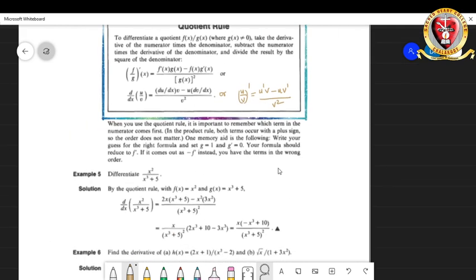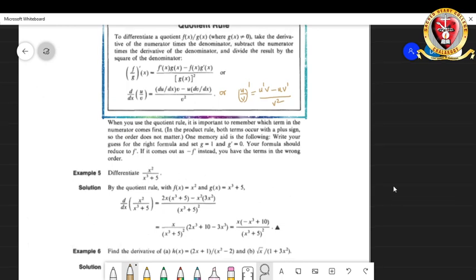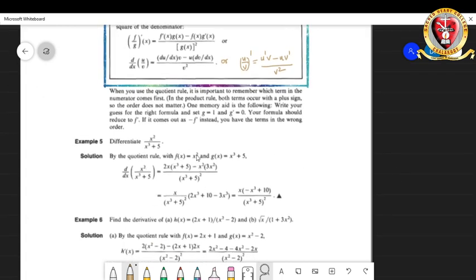So let's solve for the first example. Differentiate x square by x cube plus 5. By quotient rule, we know that f of x is equal to x square, g of x is equal to x cube plus 5. So d by dx of x square by x cube plus 5 is equal to the derivative of the first function, which is 2x, into the second function, which is x cube plus 5, minus the first function, which is x square, into the derivative of the second function, which is 3x square, the whole divided by the second function, g of x, the whole square, x cube plus 5 the whole square.